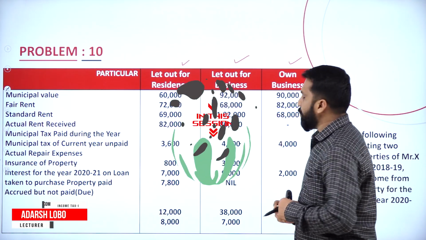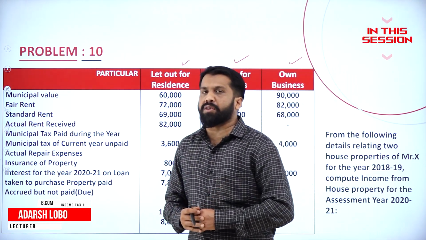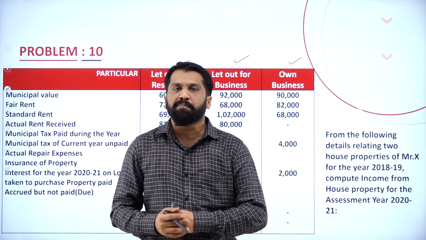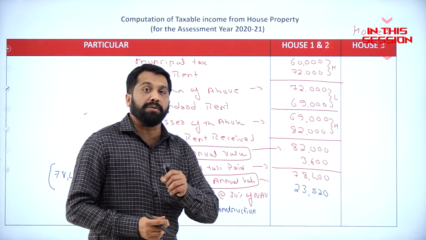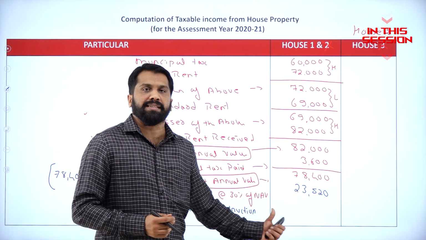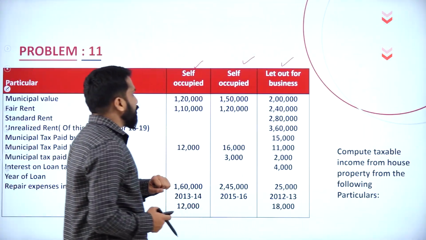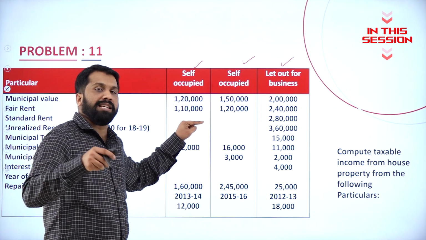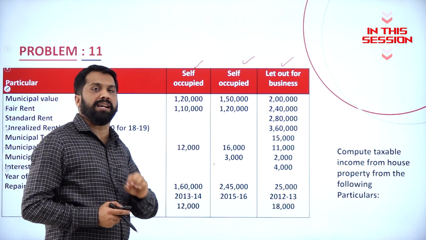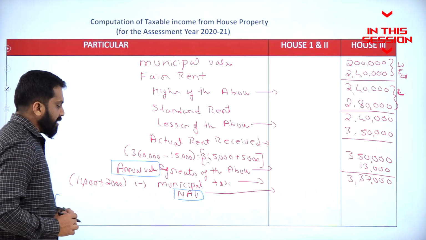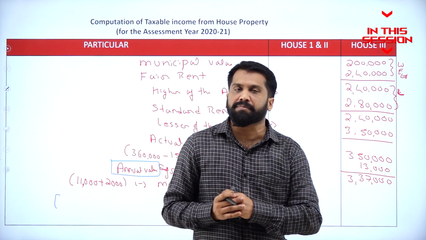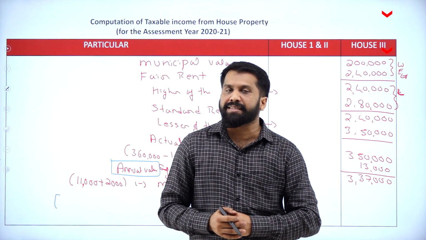Own business, we will not calculate. We will consider only the interest part. Now, the interest portion up to 2 lakh, you can claim it as a deduction. As per this question, these two are self-occupied. If it is self-occupied, the calculations are not required. Two things you are supposed to minus: one will be your interest portion, another one will be your standard deduction.